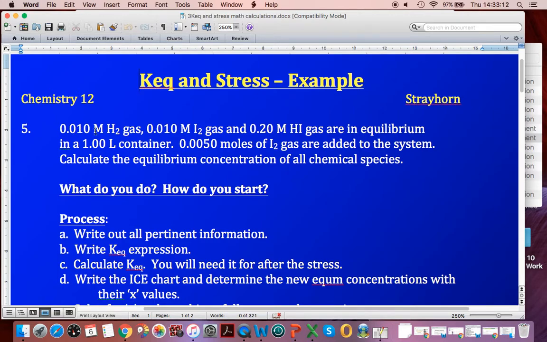The first sentence gives us equilibrium concentrations of 3 chemicals. And if we have those concentrations, that means we can come up with a Keq value. And that's very important because we're going to need that later on. The second sentence is all about a stress. It says we add some iodine to an equilibrium system, so we're going to throw it out of equilibrium. And ultimately, we're going to calculate the concentration of all the chemicals at the end based on our ICE chart.